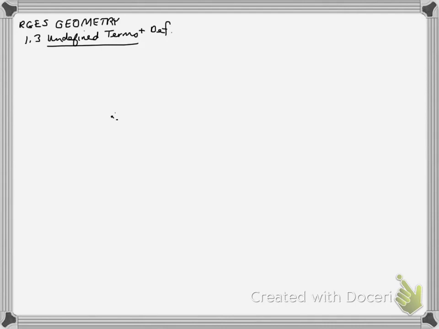So, the 3 undefined terms in geometry are the point, the line, and the plane. And you definitely need to know this.